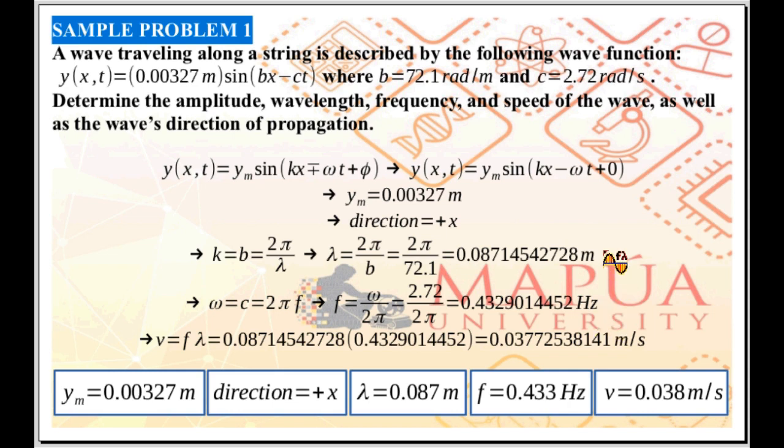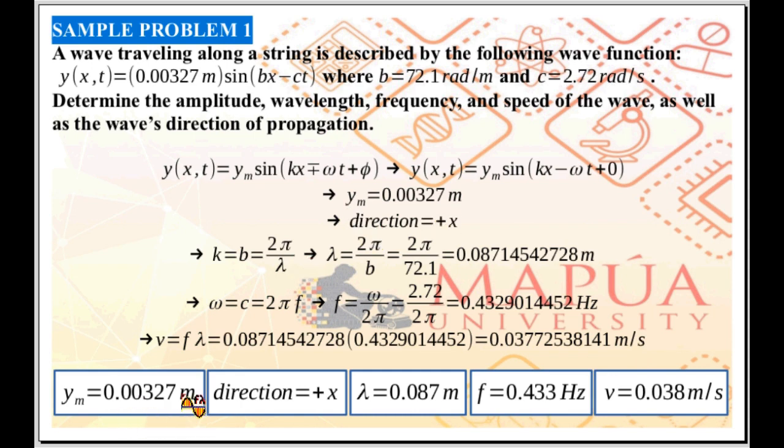Knowing the wavelength and knowing the frequency, we are able to calculate the speed of the wave. One equation for the speed of a periodic wave is frequency times wavelength, f lambda. v, therefore, is just equal to 0.03772538141 meters per second.